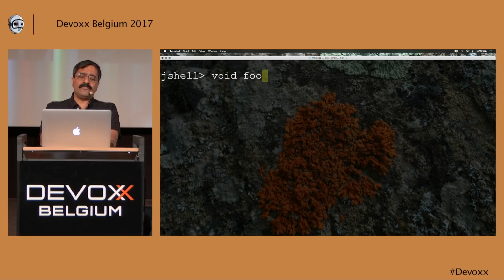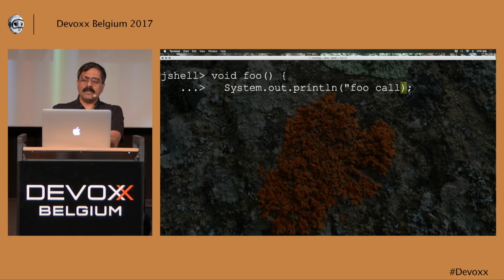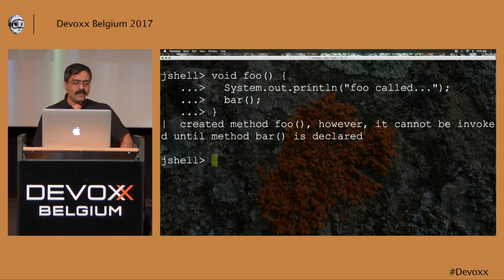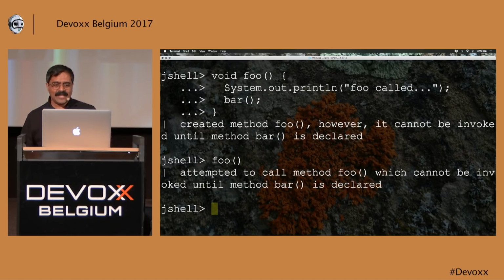Well, what if I said void foo? And in this case, I'm going to say output a foo called. And then, of course, in this, I'm going to call a function called bar. Semicolons are required, and I'm going to close it. Well, you know very well we don't have a bar. So it gives you a little warning. It says, created method foo, however, it cannot be invoked until bar is declared. You know how programmers are. When you say you cannot call it, they want to call it. So what is going to happen if you call it? It says, I told you don't call it, right? So attempted to call foo, which cannot be invoked until method bar is declared. So that's what it tells you.